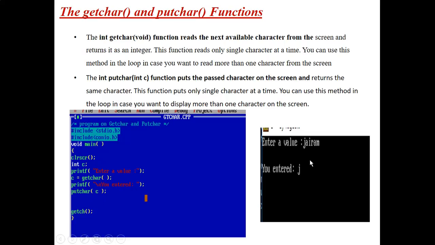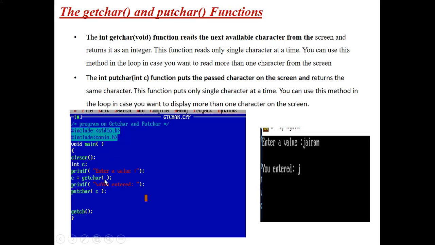Now let's observe the output clearly. After compiling the program, the compiler asks to enter a value. I have entered Jairam and pressed enter. The next line is displayed as: you entered J. Only the J character is printed. The total name is not printed. Only the first character is printed.